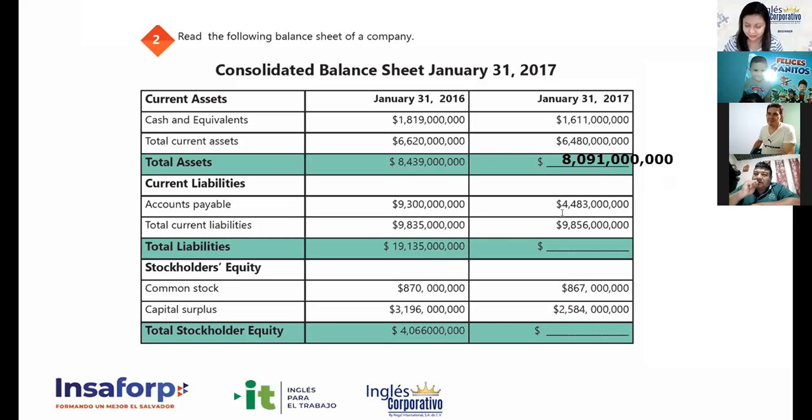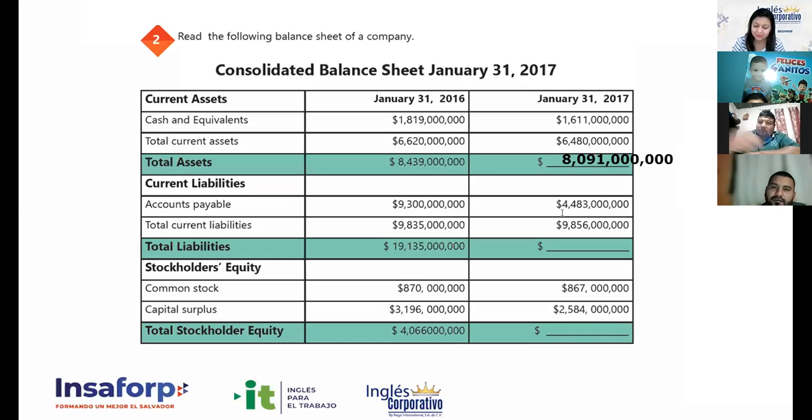4,483,000,000. No, it's 4 billion. Yeah, I said billions. What? 14 billion. 400. 14 billion. Okay. 339 million. Excellent. Okay, exactly.